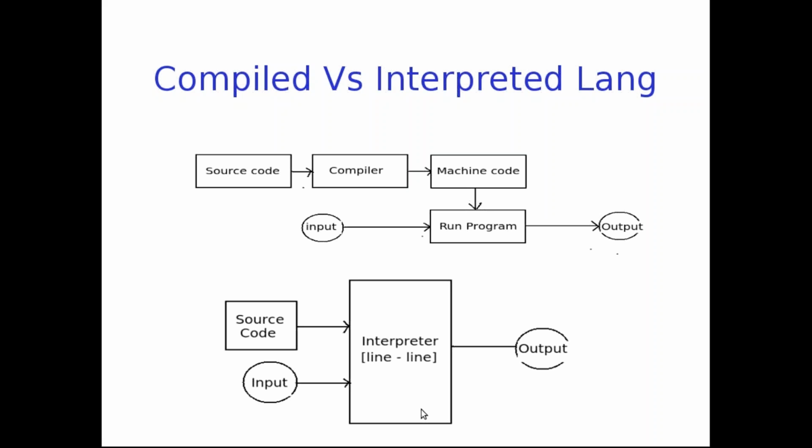But in the case of an interpreter, you give the source code to the interpreter, and it starts reading line by line. Sequential reading is there in terms of the interpreter. Whatever code you have written, it starts from the first line, then the second line, then the third line, like that. It reads your source code line by line and generates the output for you. This was a quick glimpse of compiled versus interpreted languages.